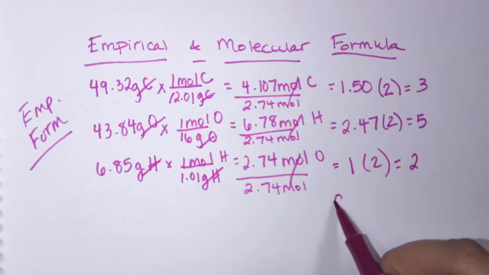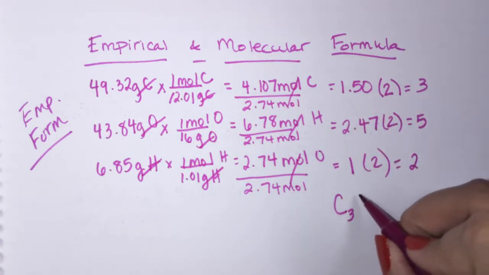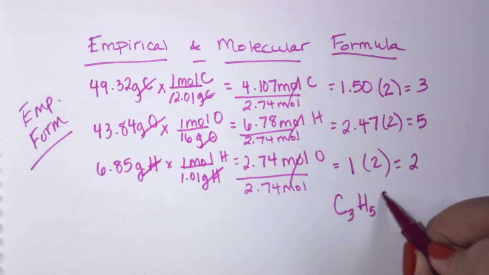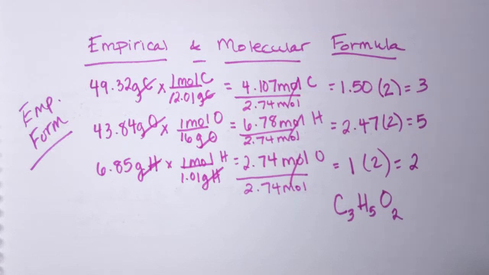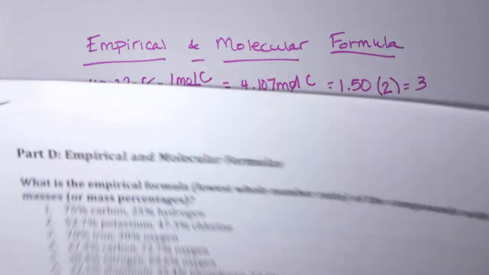So I will write my formula now. C with a subscript of 3, H with a subscript of 5, and oxygen with a subscript of 2. So this is my empirical formula. It is my final but yet simplest version of these elements coming together in this specific amount. Okay? So with that in mind, you can do any problem that is given to you this way.